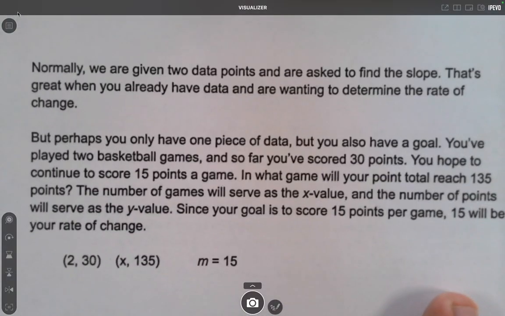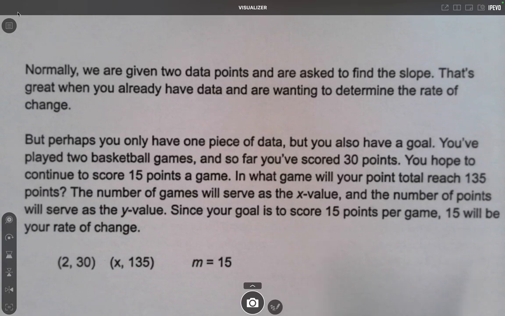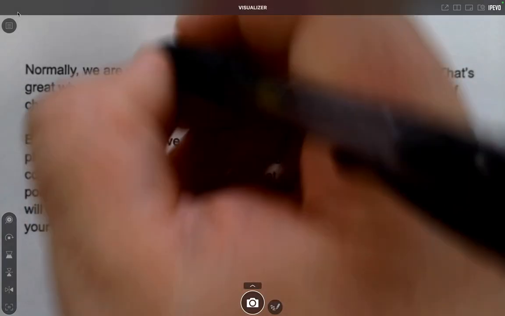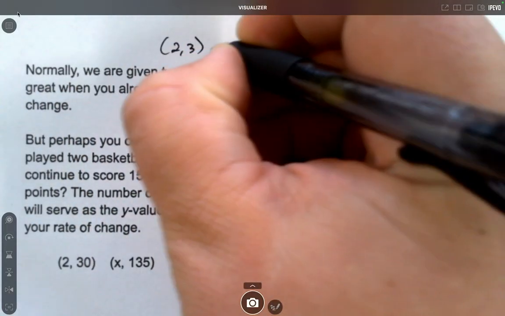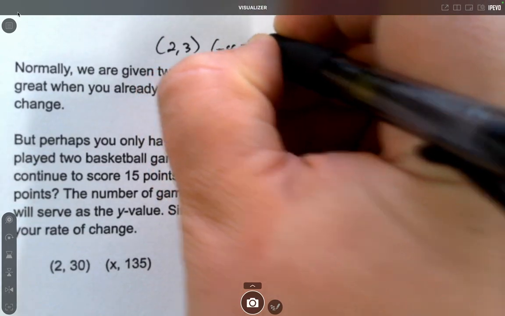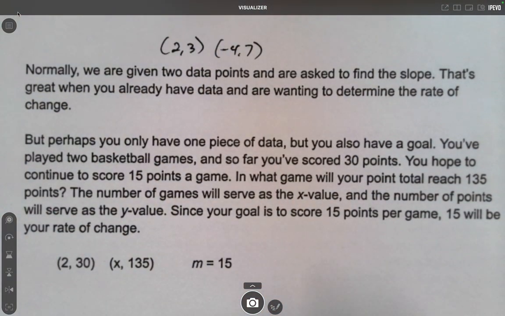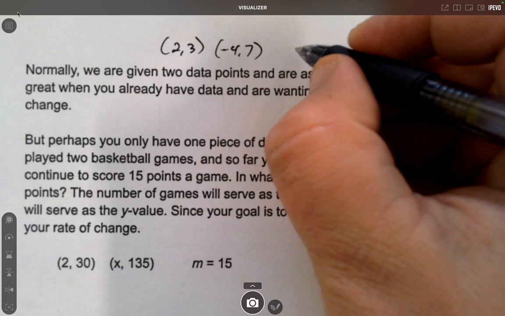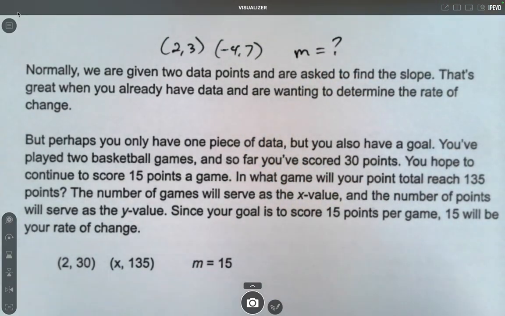Okay, now normally when we talk about slope in the slope equation, they just give you 2 points. I'm just making up some numbers. Doesn't matter what they are at the moment. But they give you those 2 points and they say, find the slope between those 2 points. So the points are the things you know, and the slope is the thing you don't know.